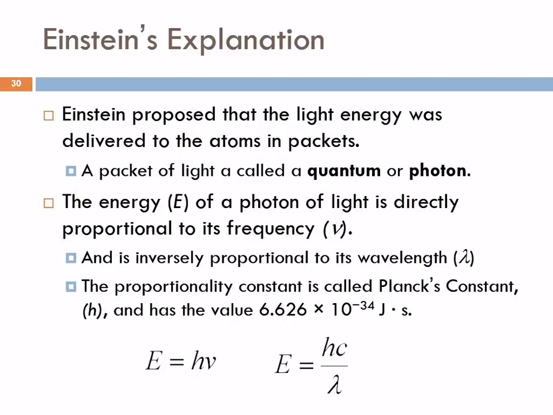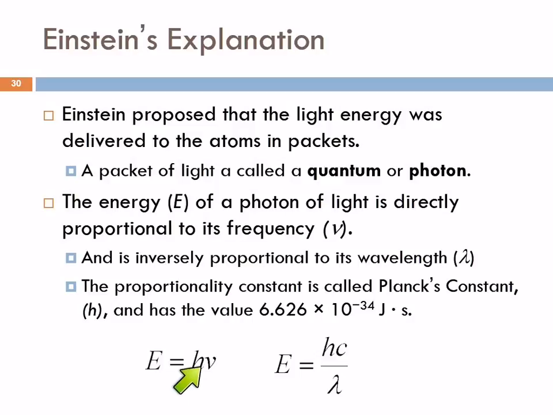So Einstein proposed that light energy is delivered to the atom in packets. Those packets, a packet of light, is called a photon or a quantum. So a photon is a packet of light, a piece of light. The energy of that photon, that piece of light, is directly proportional to its frequency. Higher frequency, higher energy. We saw that earlier with the waves. So the energy of the photon is proportional to the frequency.